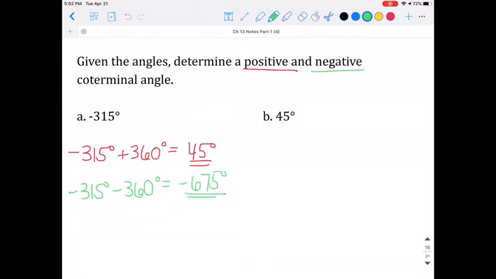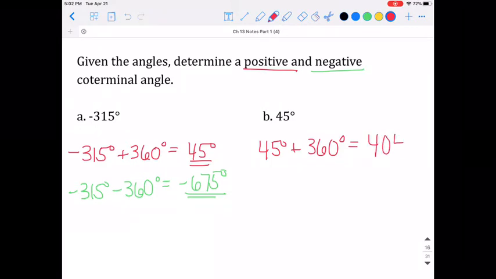For B, to find our positive coterminal angle, and now I realize I probably should have switched the colors, but we'll go with it. To find our positive coterminal angle, we do 45 degrees plus 360 degrees, which gives us a positive coterminal angle of 405 degrees. And for the negative, we take 45 degrees minus 360 degrees, which gives us a negative coterminal angle of negative 315 degrees.